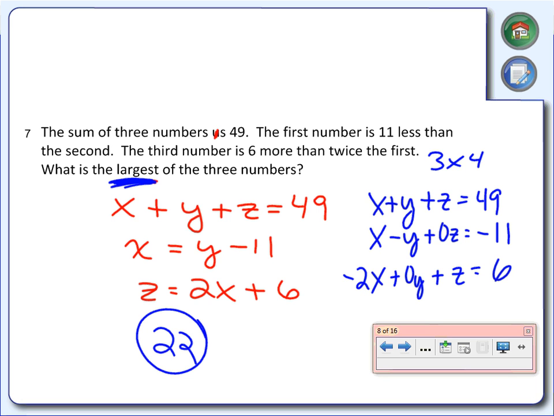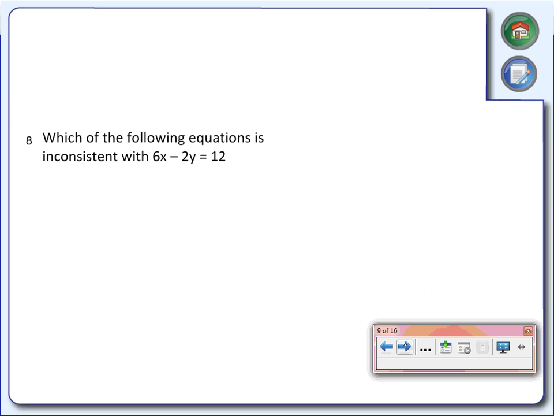Now be careful on the test, because the test might ask you what's the smallest number. So just be real careful with that. But again, you will have some choices to go off. Number 8, this is one that you had some questions about. Which of the following equations is inconsistent with 2x minus 2y equals 12?